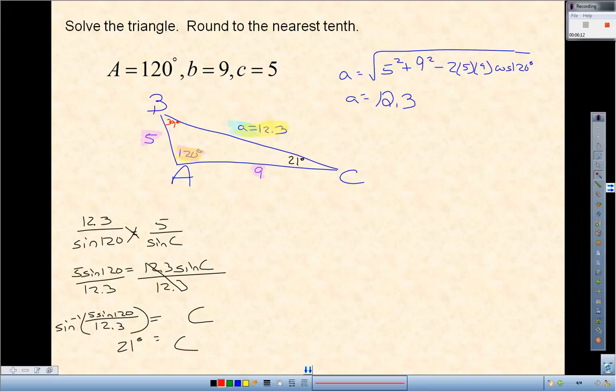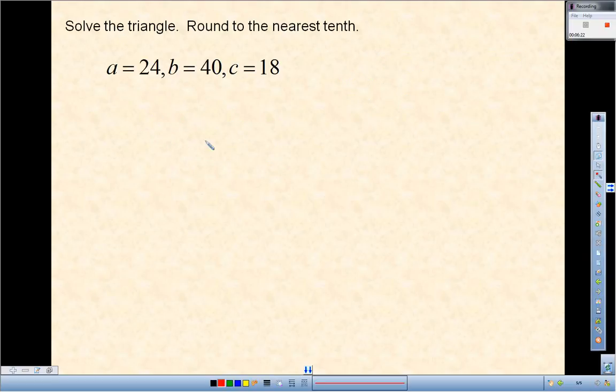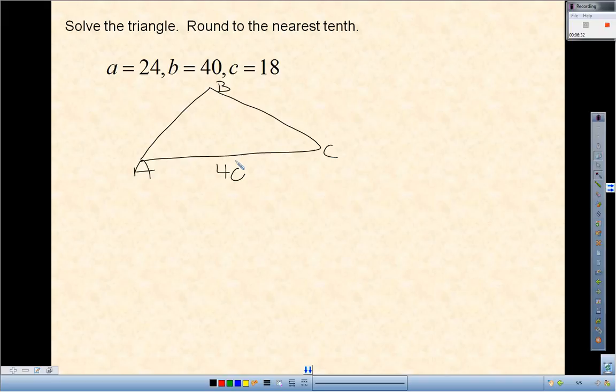Got it. Alright, let's look at one more example. And in this case, notice that I don't tell you any angles. I just tell you what the sides are. So I'm just going to call this A, B, and C. And what I tell you is that side B is 40, side C is 18, and side A is 24. Well, in this case, where you're asked to solve the triangle and you don't have any angles, what I suggest you do is try and find the biggest angle first.